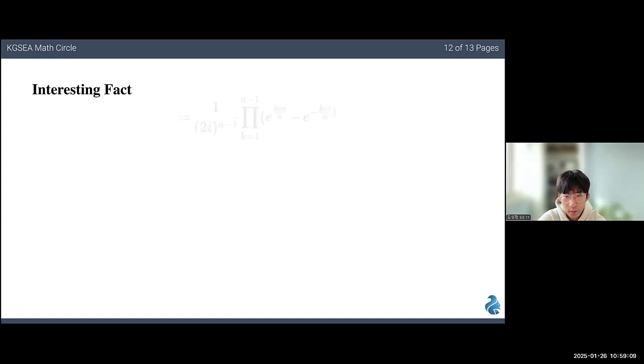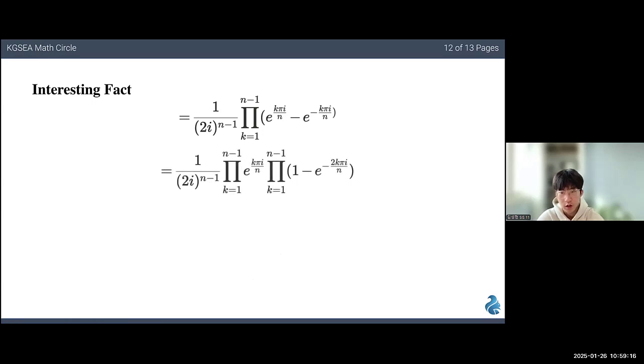And here we can factor out an e to the k pi i divided by n from each of those products, leaving us with that expression. And we should note here that the product on the left is relatively easy to compute, and it will be left as an exercise. And we find that it's simply equal to e to the pi i divided by 2 raised to the n minus first power.